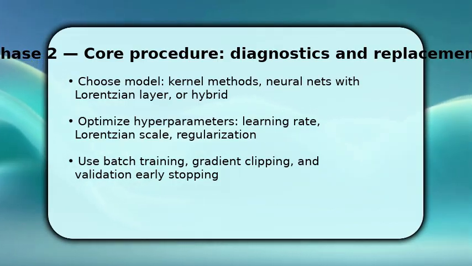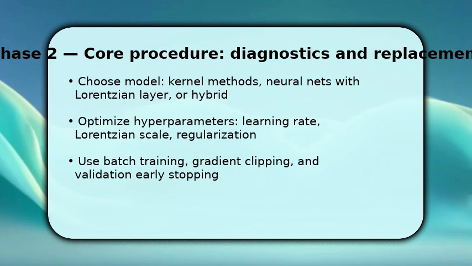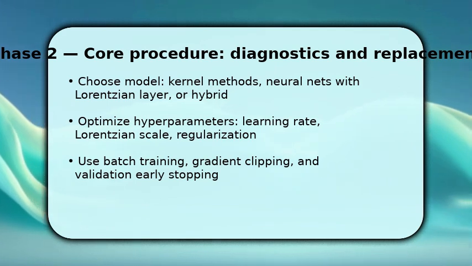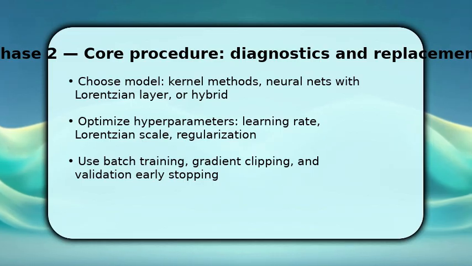Once done, apply standard techniques: batch training, gradient clipping, and validation-based early stopping to stabilize learning. Make sure to log metrics per epoch and visualize decision boundaries to understand model behavior and failure modes.